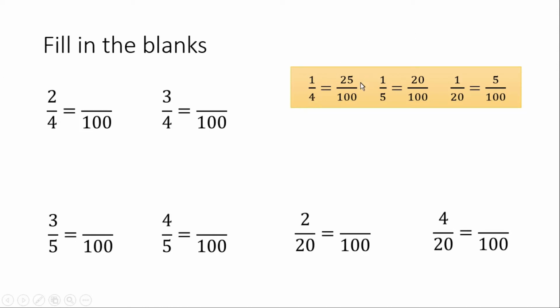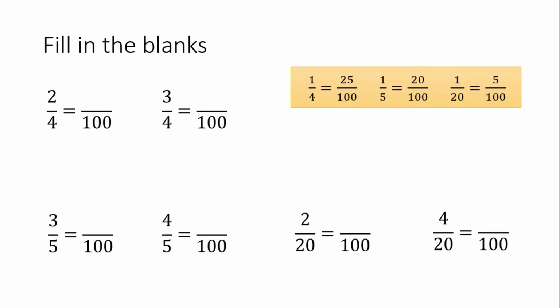For 1/4, the numerator is 25. For 1/5, the numerator is 20. And for 1/20th, the numerator is 5. So, skip count, figure out what the numerator for your new 100th fraction is. Pause to try that out. Press play to check your answers.